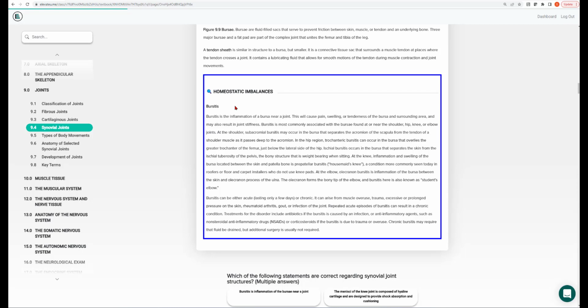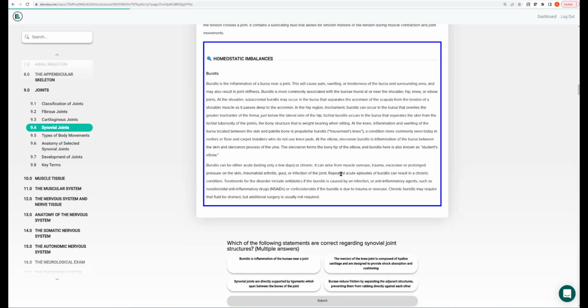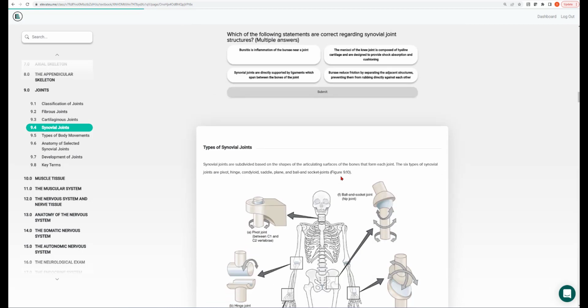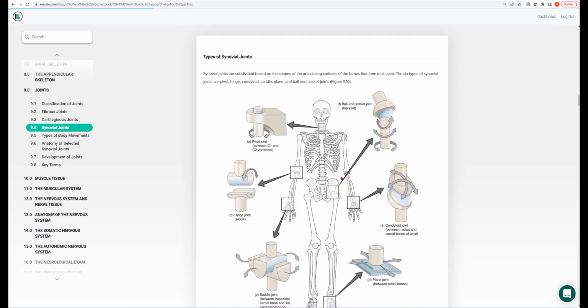So here is a little story about bursitis. I've already introduced that. Go ahead and read about that. And let's take a look at different types of synovial joints. Again, this is the most common type. Most of the joints in your body that you think of are of this type, and all synovial joints, I've already said it, but all synovial joints are diarthrotic in that they are freely moving.